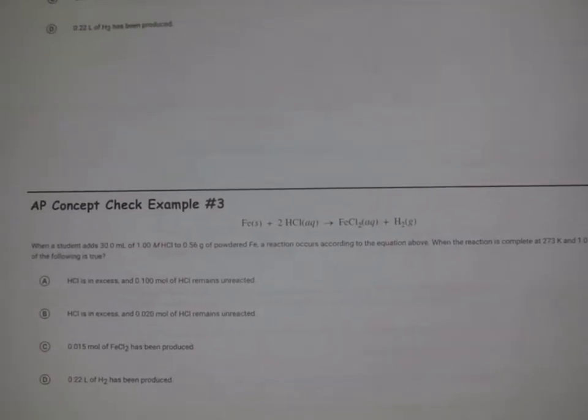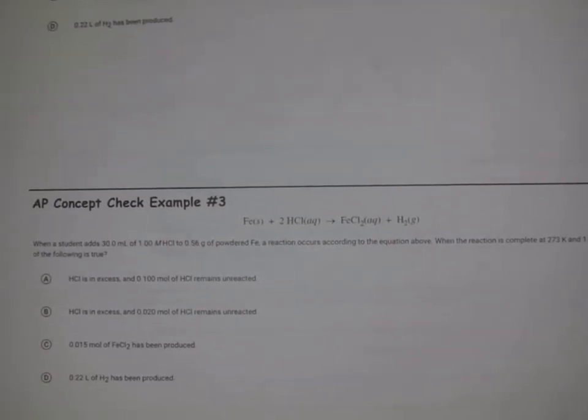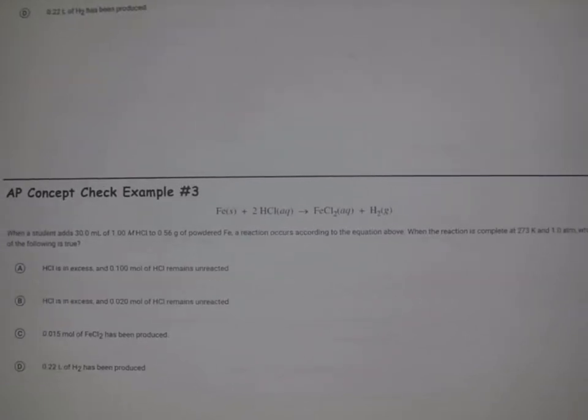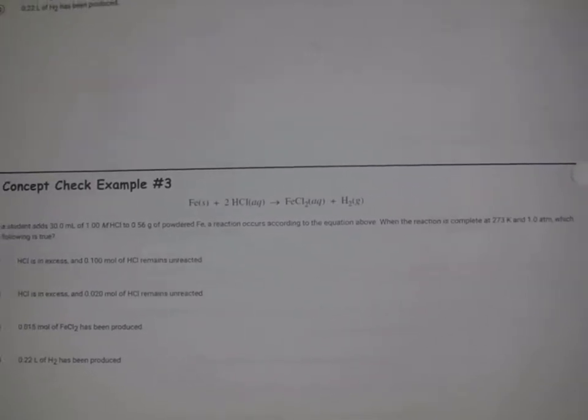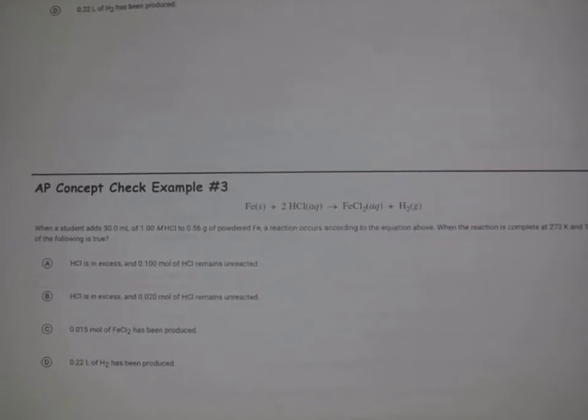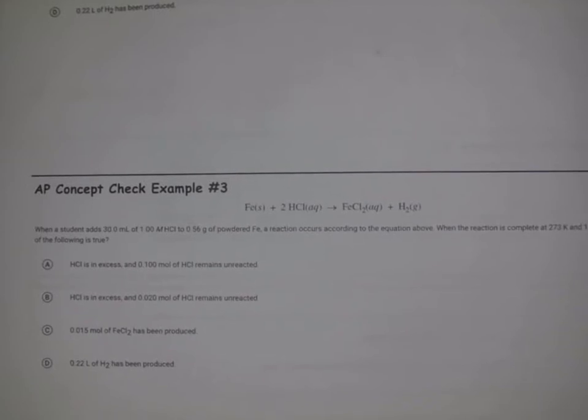And this one's a little more clear. It's telling us when a student adds 30 milliliters of 1 molar hydrochloric acid, HCl, to 0.6 grams of powdered iron, a reaction occurs according to the equation above. When the reaction is complete at 273 Kelvin and 1 atmosphere, which of the following is true? And when I look at my answers, I'm seeing remaining amount of moles. I'm talking about excess amounts, and it's talking about how much is being produced. And so really what we should do is a BCCA table and plug the amount of moles in to see what we're ending with, which one's the excess and how much is being produced.